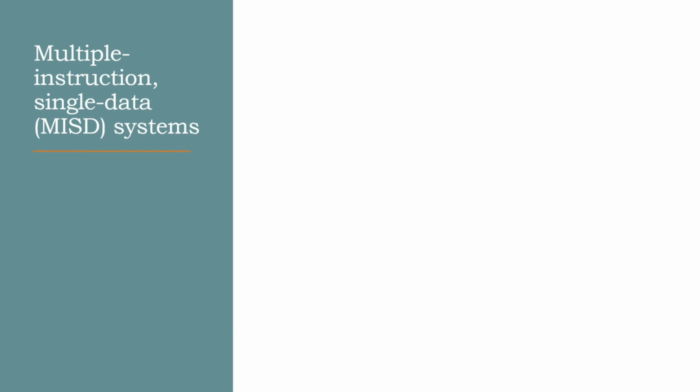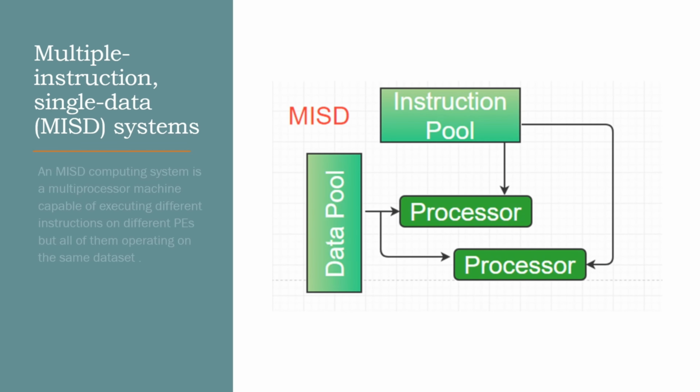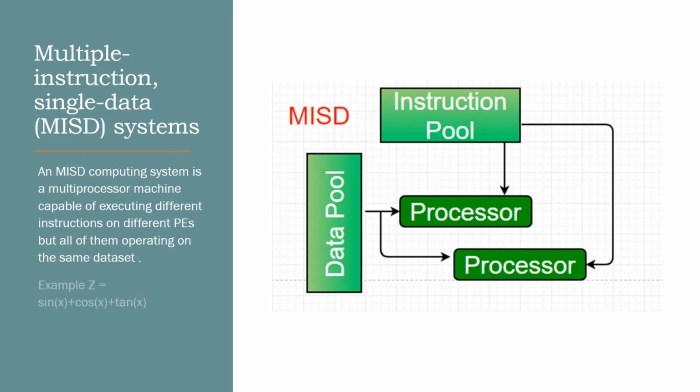Now, MISD means multiple instruction, single data. In MISD, there is one data source, one data pool, and the same data. The single data gets to the processors, but each processor runs a separate instruction pool on the data provided to it. This is very specific and it isn't widely available or widely used.